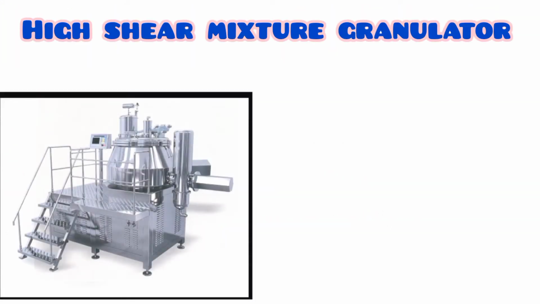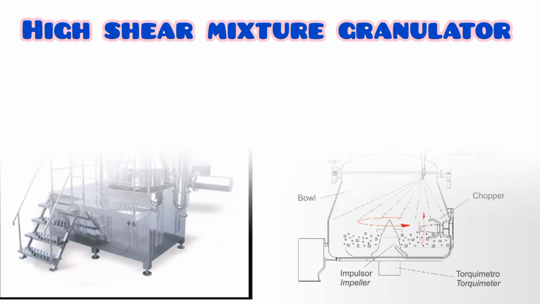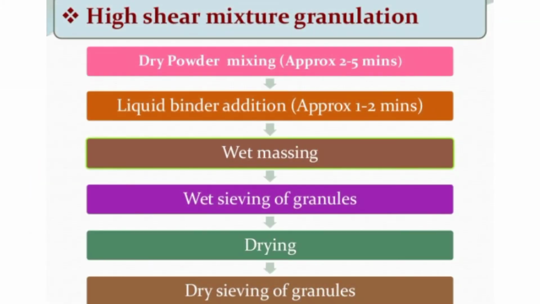Now let's see the high shear mixer granulator. A big industrial level granulator looks like this, as shown in this picture. Some key parts to know about the granulator are the impeller, chopper, bowl, and the nozzle from where we spray the binding solution.